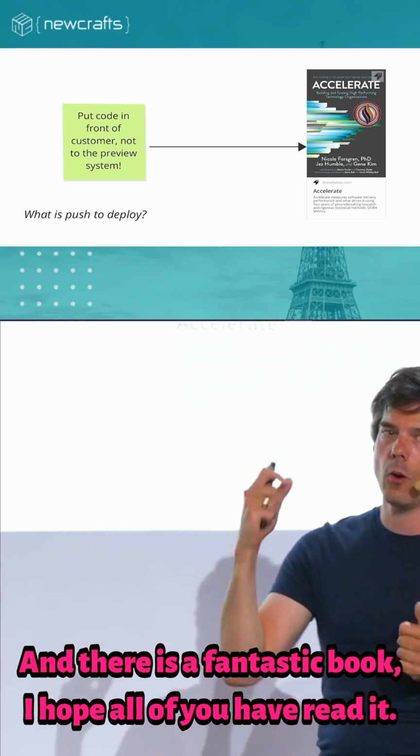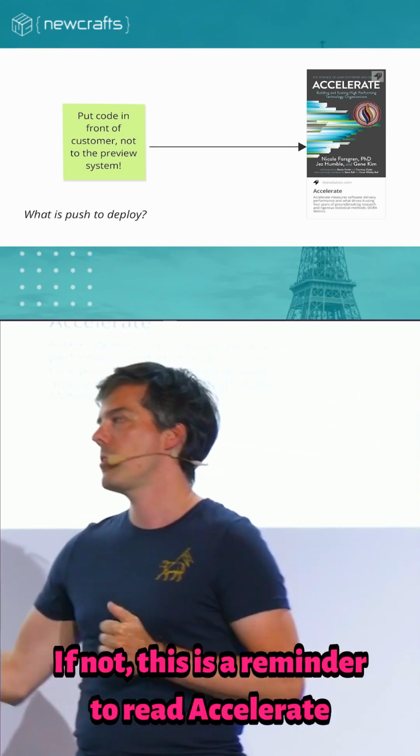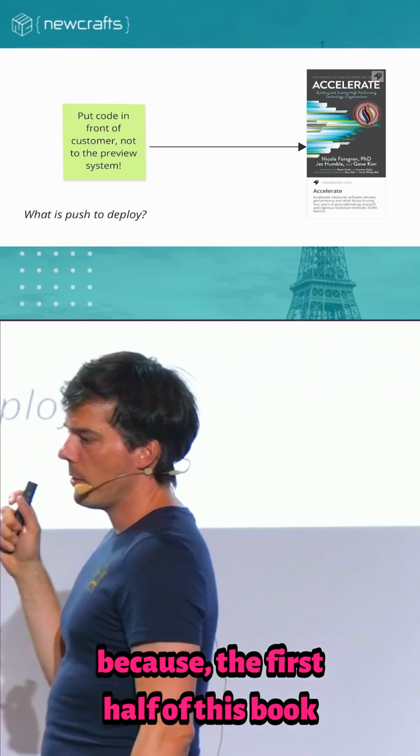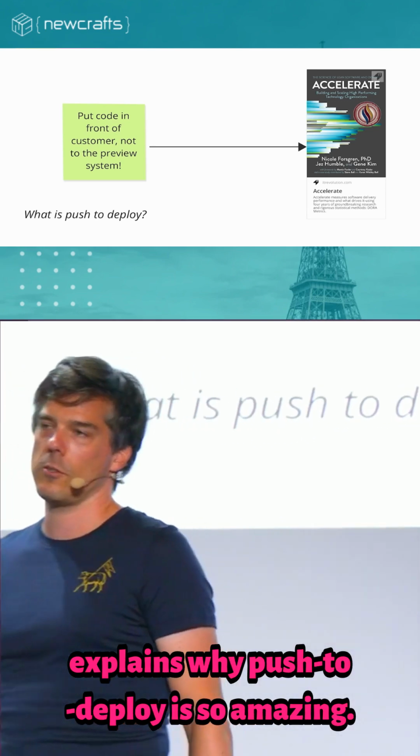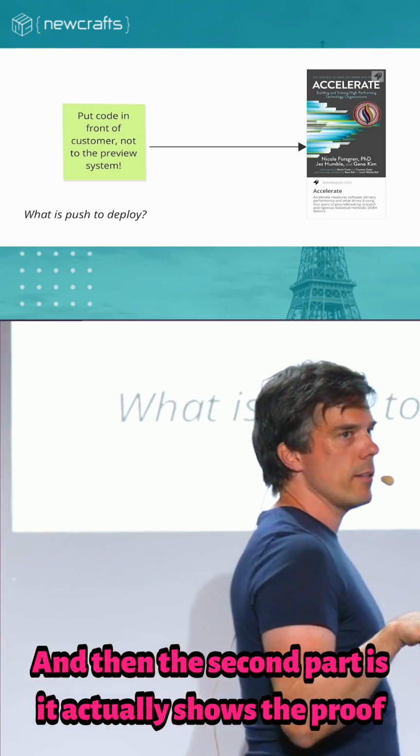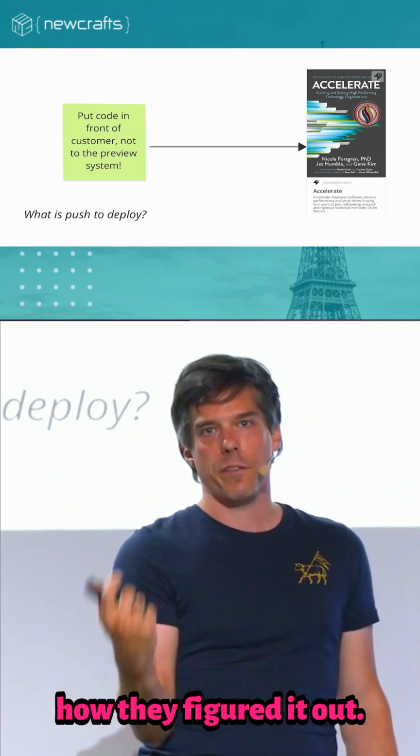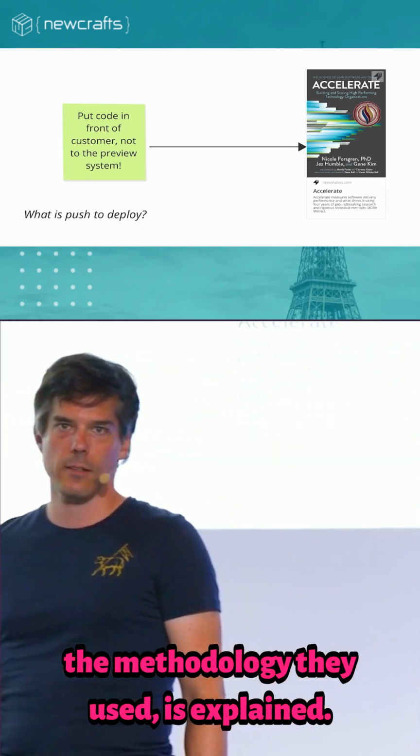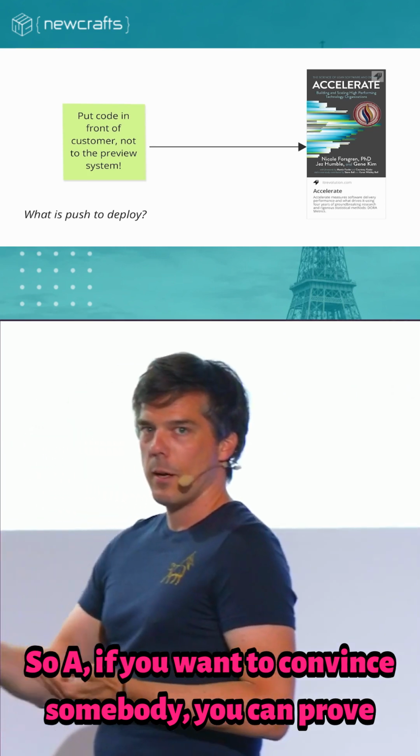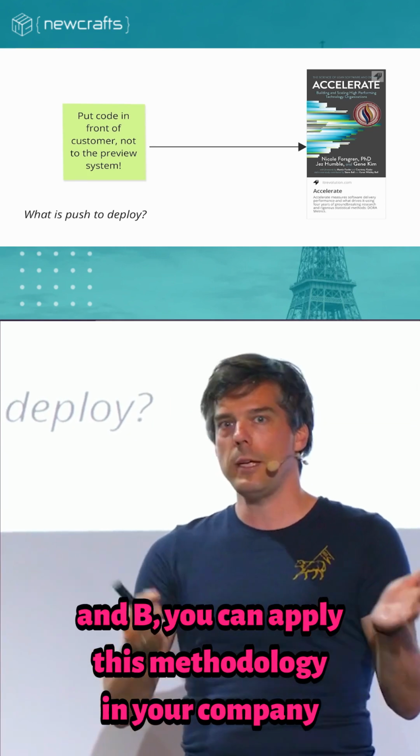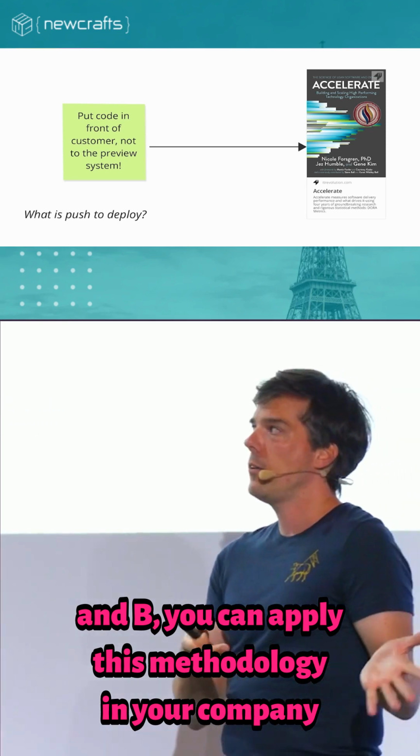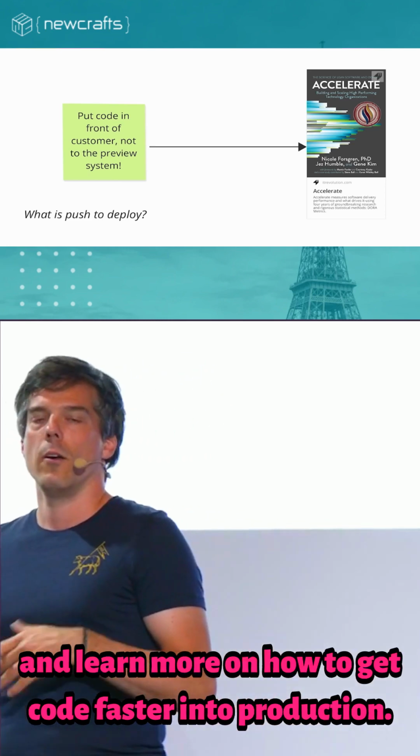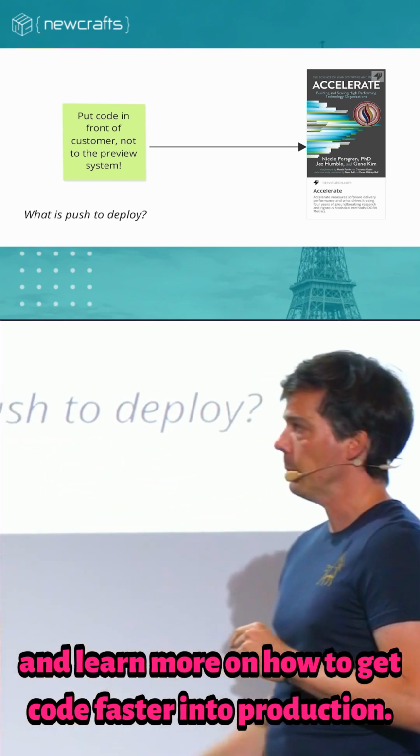There's a fantastic book. I hope all of you have read it. If not, this is a reminder to read Accelerate, because the first half of the book explains why push to deploy is so amazing. The second part shows the proof, how they figured it out, the scientific background, and the methodology they used. So if you want to convince somebody, you can prove that the numbers in there are correct, and you can apply this methodology in your company as well to test, figure out, and learn more about how to get code faster into production.